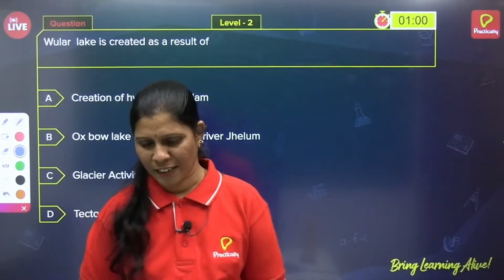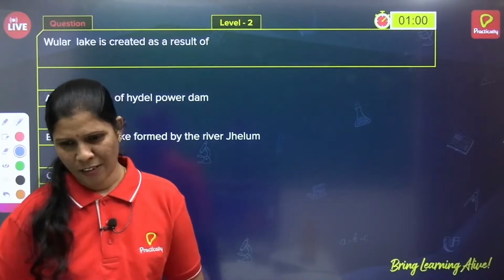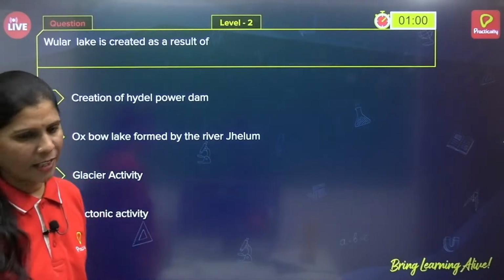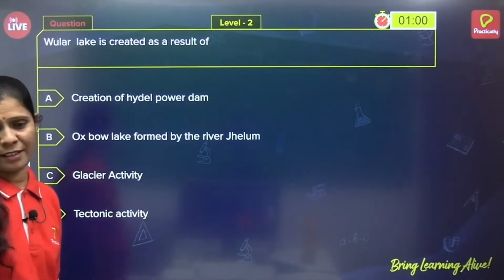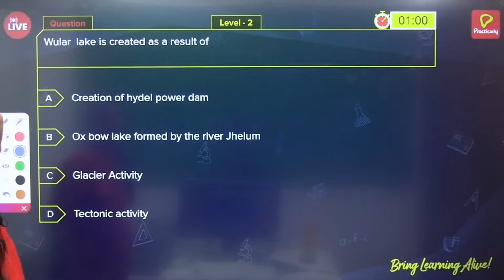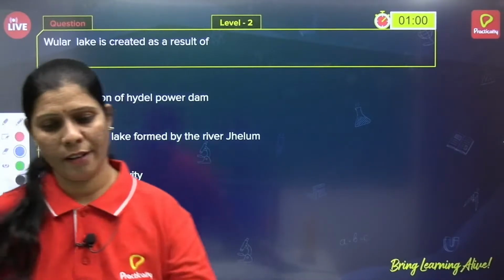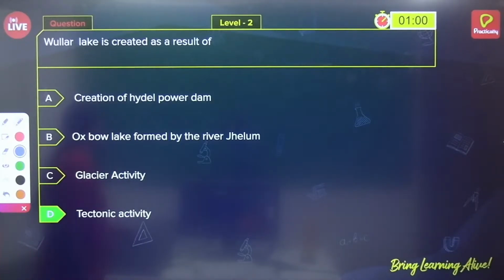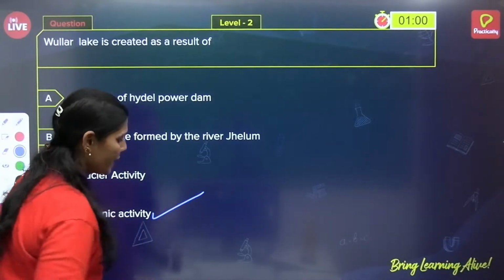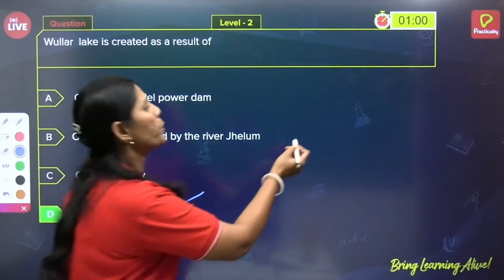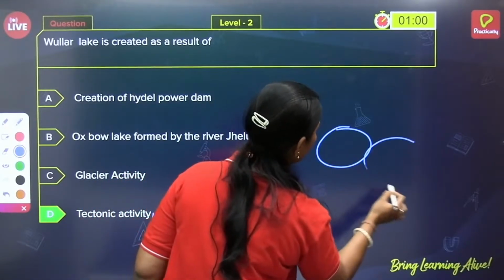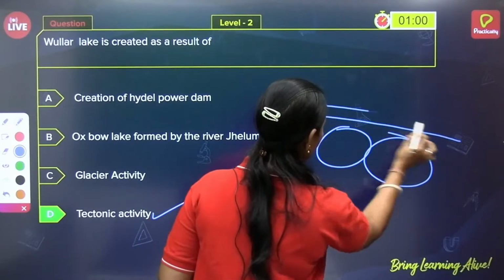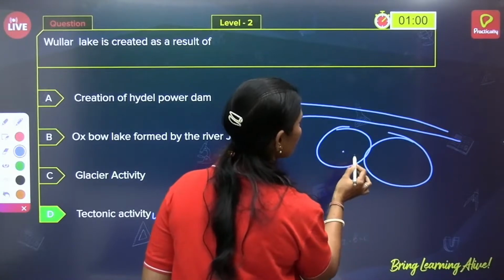Yes, Adit? Answer me. The answer is tectonic activity. Tectonic activity is nothing but due to the plates in the mantle layers. That is, in the inner structure of the earth, due to the plates' movement.